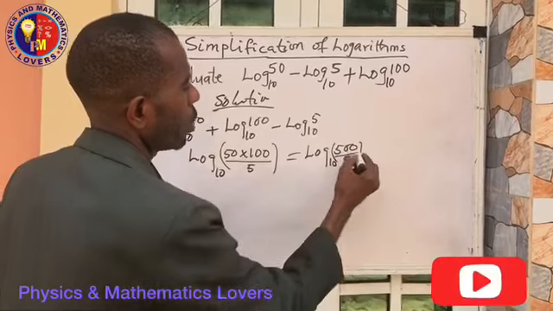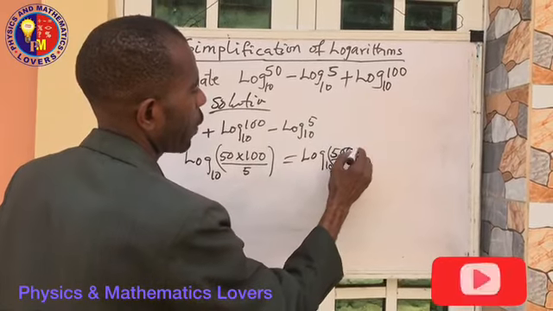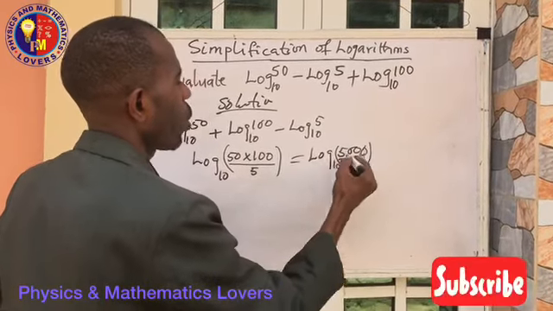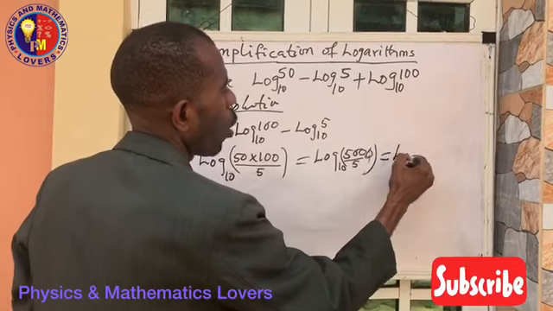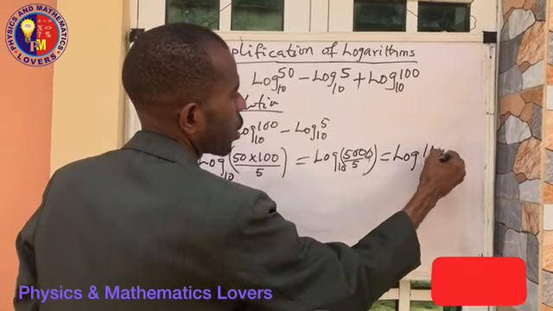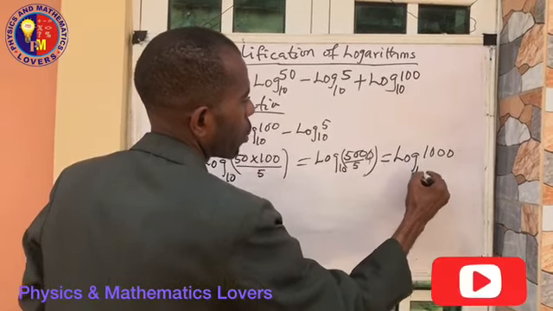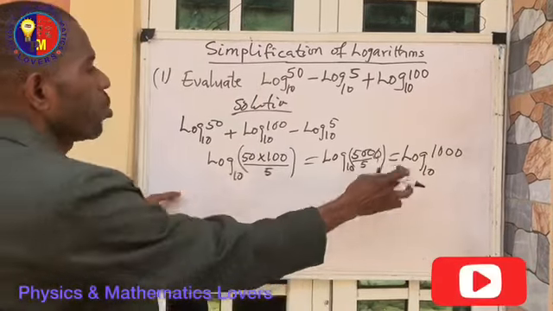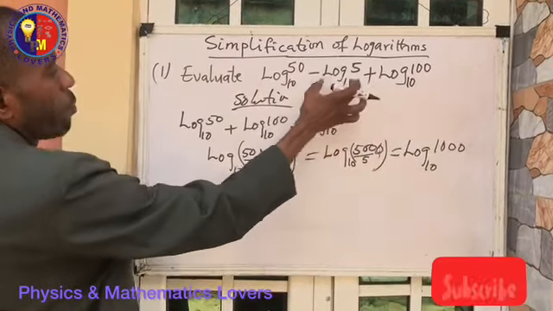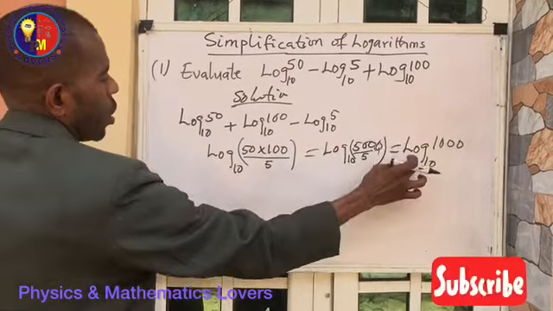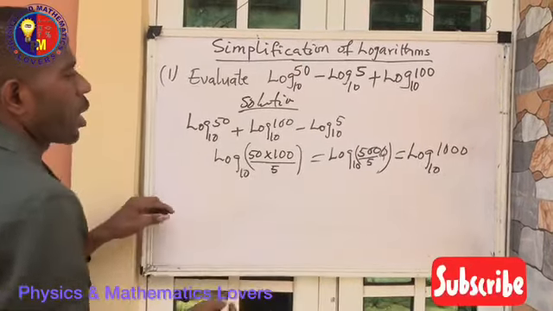Now you can cancel out. This is log 5,000 rather. This is 5,000. So when you cancel out, we are going to have log 1,000 over 10. So this is what we have obtained now. You have combined the whole of this log into this. So we are going to evaluate this now to get the answer.